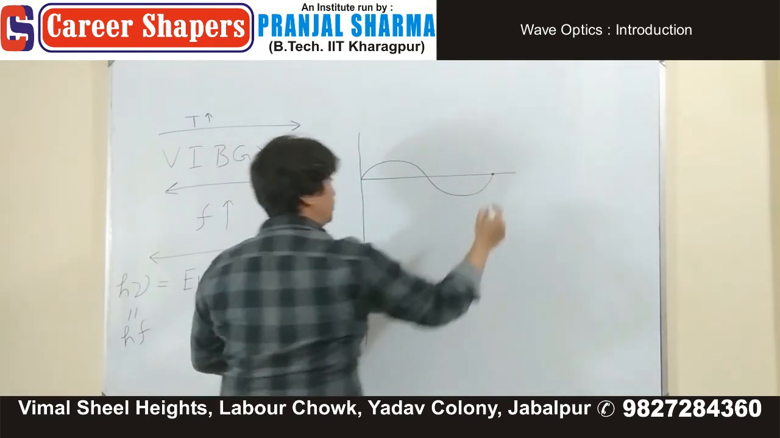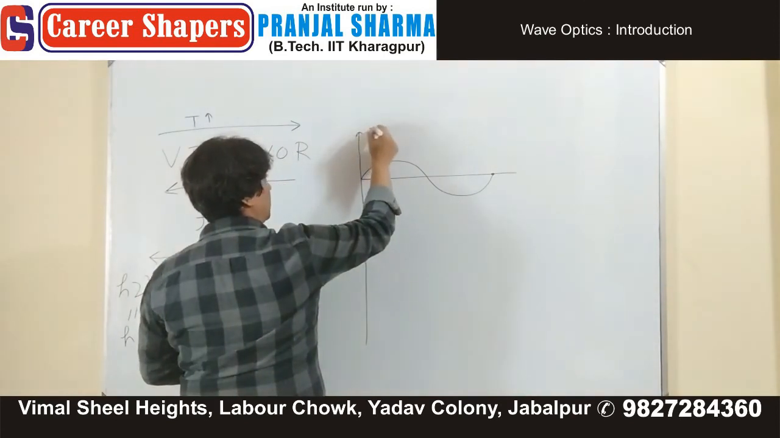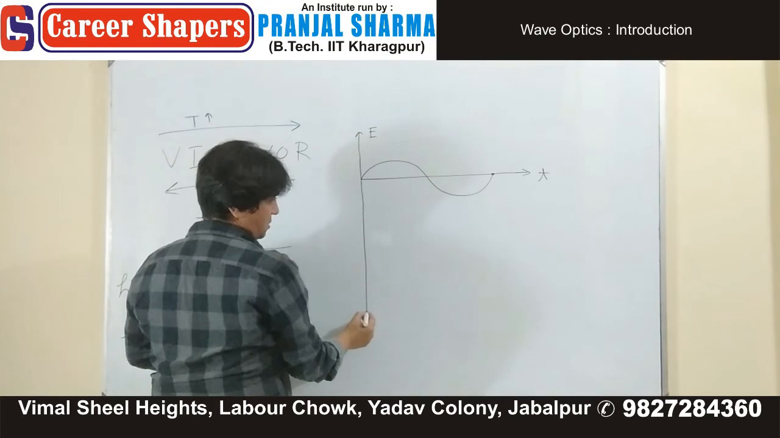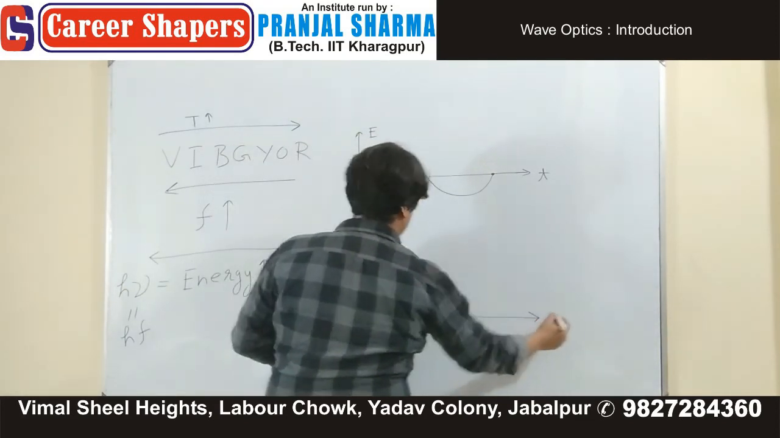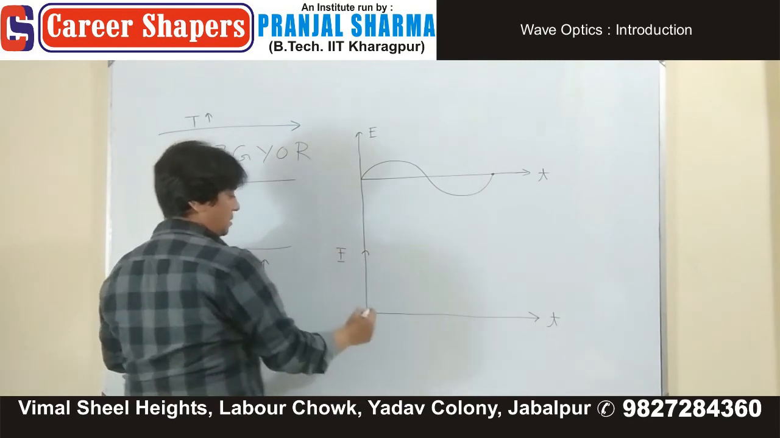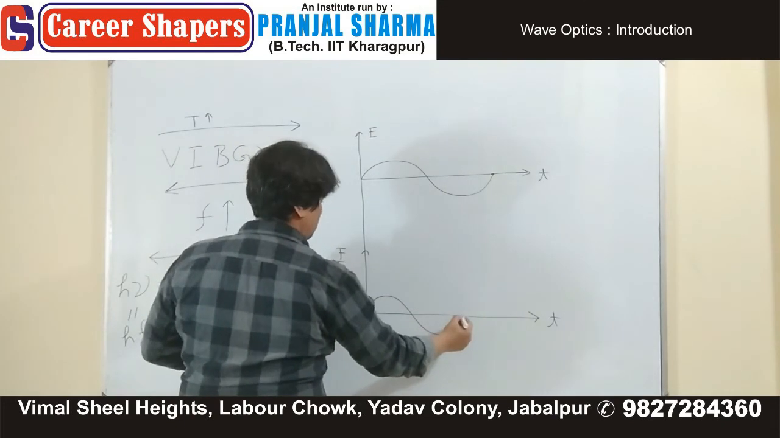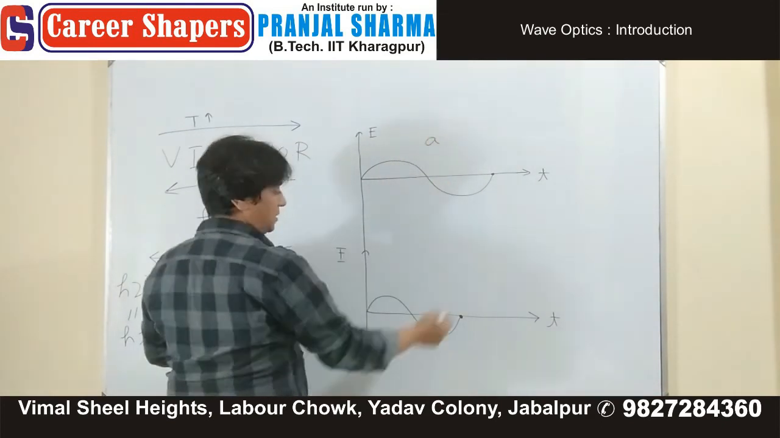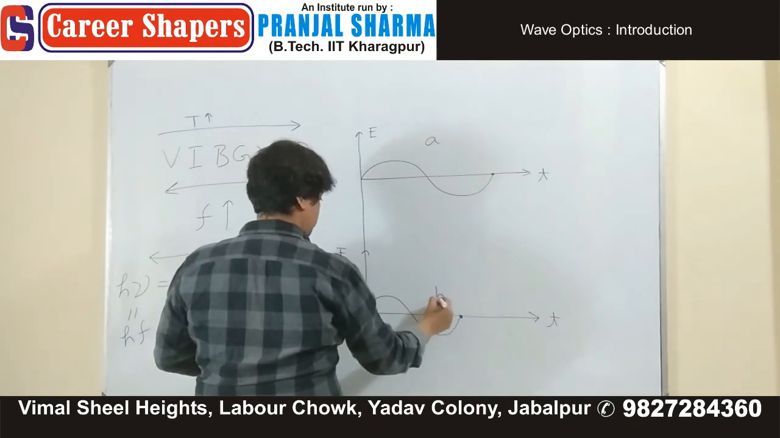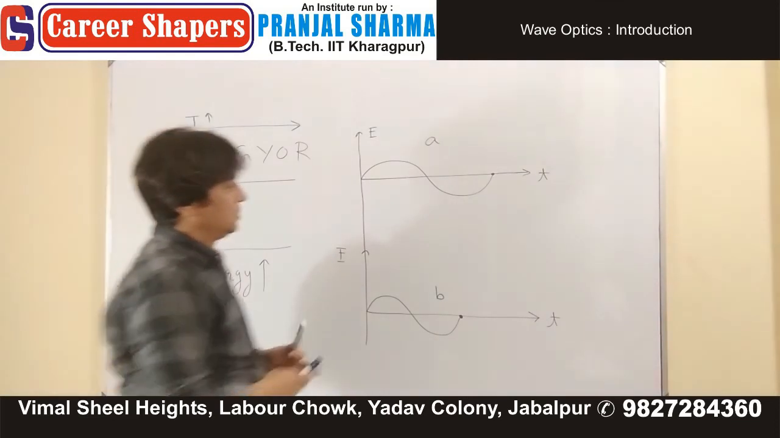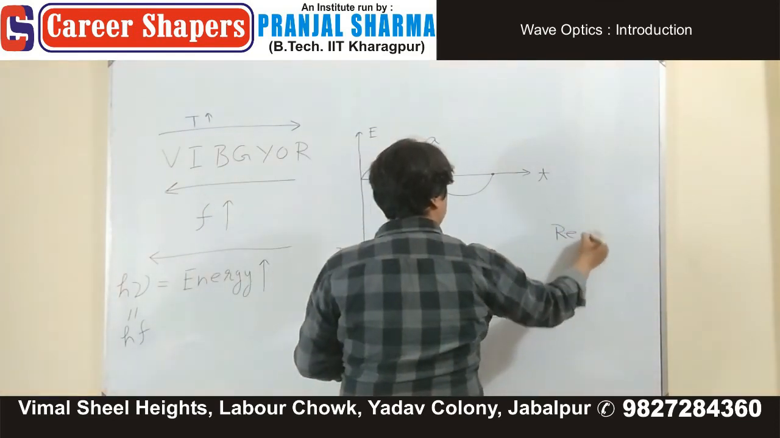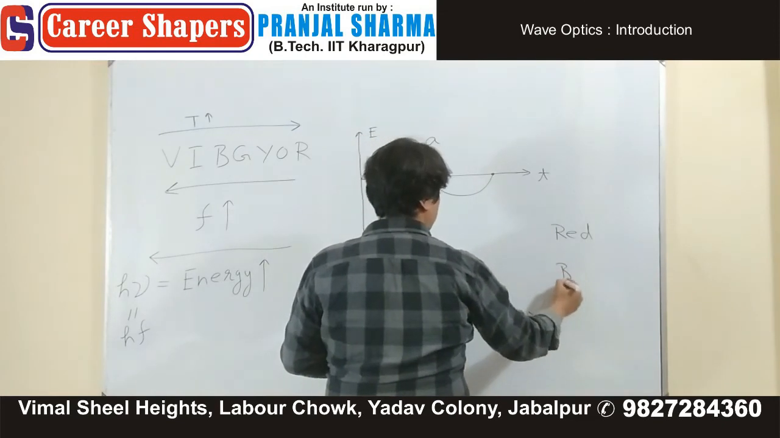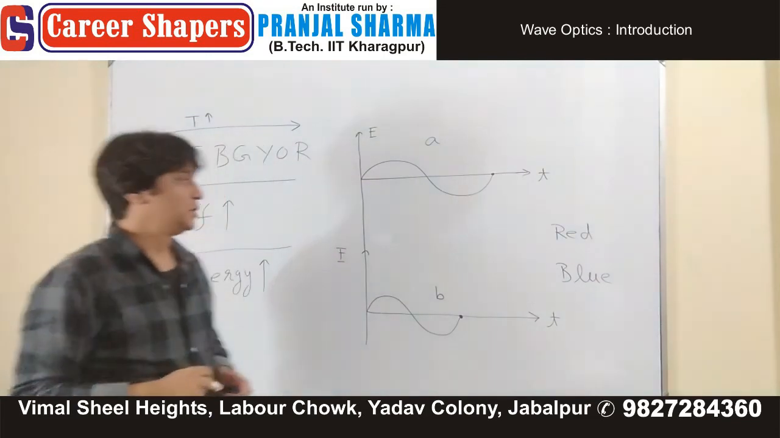a very elementary question which you can expect is of this type. Graph A, graph B. We have been told that one of these is for red and the other one is for blue. Which one is for red and which one is for blue?